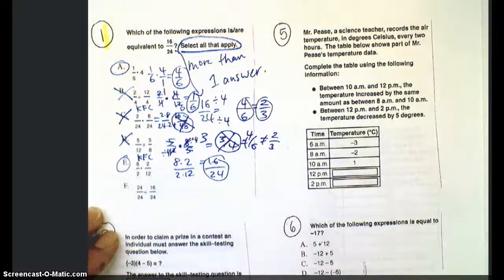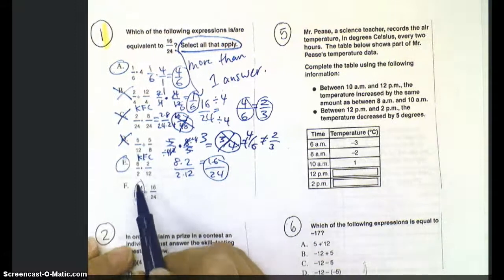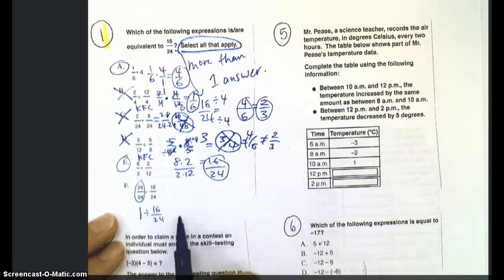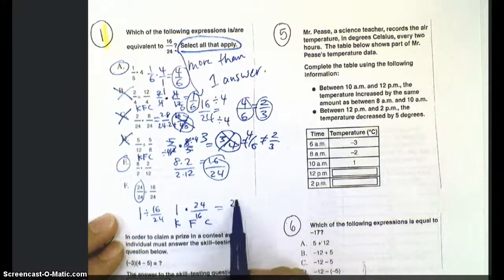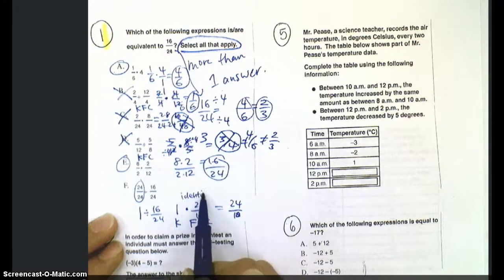If I look at choice F, I'm also going to do division. What I see here is 24 divided by 24, which is the same as 1, and I'm going to divide that by 16 over 24. I want to use keep, flip, change. So take the 1, times it by the 24 over 16. If I do that, that's going to be 24 over 16, because anything I multiply by 1 stays the same, by the identity property.